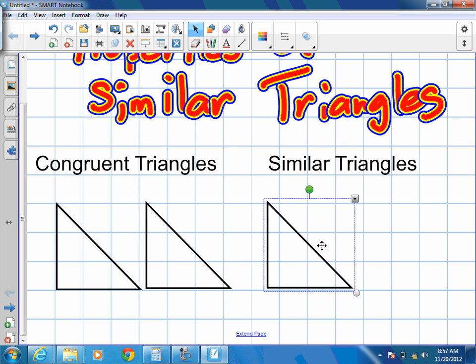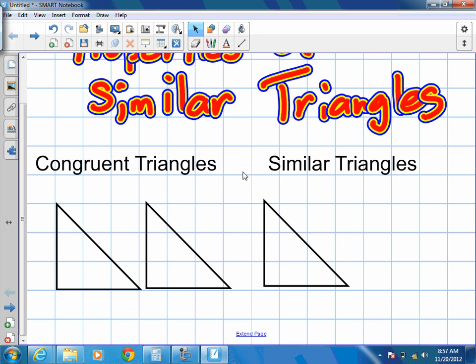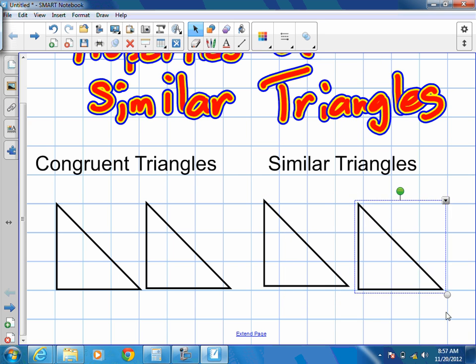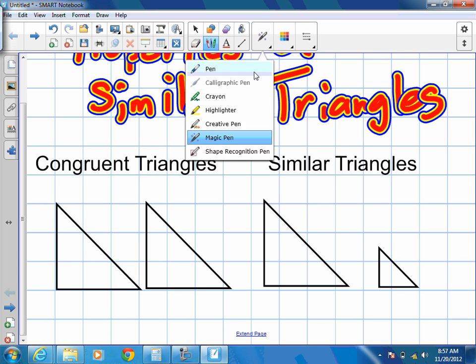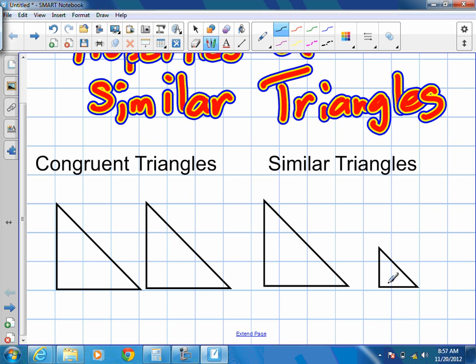Similar triangles. Anyone know what similar triangles are? Similar is identical in shape. Okay, so our shapes are the same, but our size can vary. So in other words, I'm going to clone this again, but this time I'm going to shrink this. These are similar triangles, and this is exactly what we're focusing on today. Similar triangles. The shapes of them are the same, but the lengths of each side are not the same. We're going to talk about what needs to be the same to have a similar triangle.